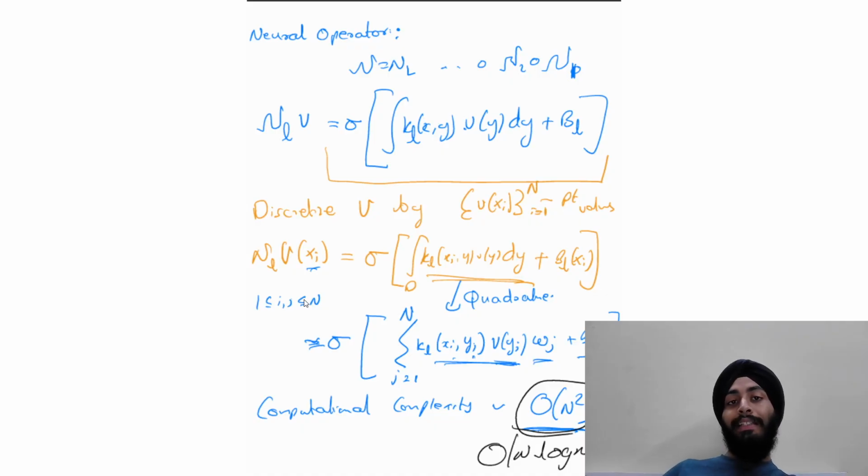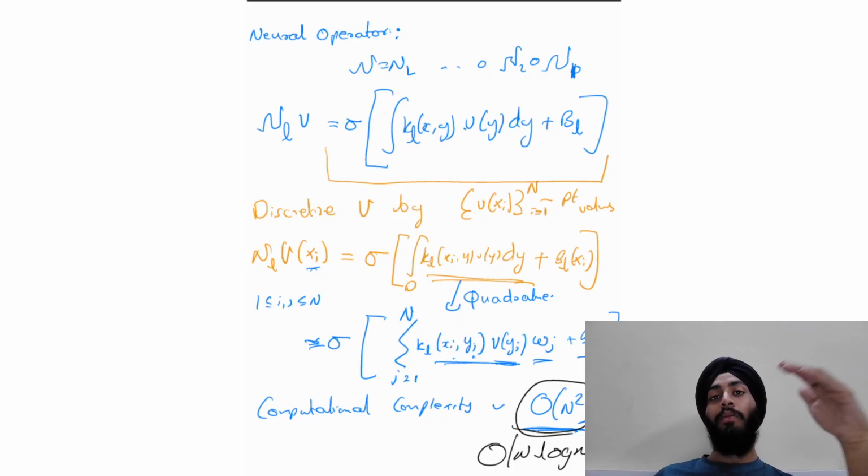Now there is a slight problem that even simple neural operators face, and that problem is the computational complexity of it. The computational complexity is O of n square, which is quite okayish for, let's say, a 10 cross 10 grid. But as soon as you scale it to a 100 cross 100 grid, or a 100 cross 100 cross 100 grid in the case of 3D, this computational complexity blows up.